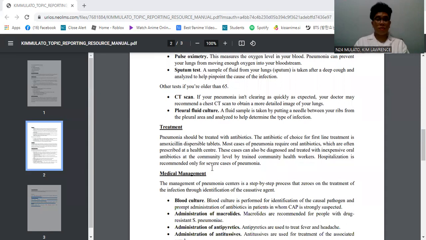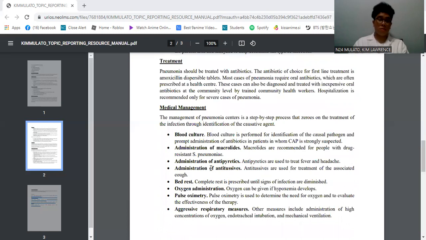Here is the treatment. Pneumonia should be treated with antibiotics. The antibiotic of choice for the first-line treatment is amoxicillin dispersible tablets. Most cases of pneumonia require oral antibiotics, which are often prescribed at a health center. These cases can also be diagnosed and treated with inexpensive oral antibiotics at the community level by trained community health workers. Hospitalization is recommended only for severe cases of pneumonia.